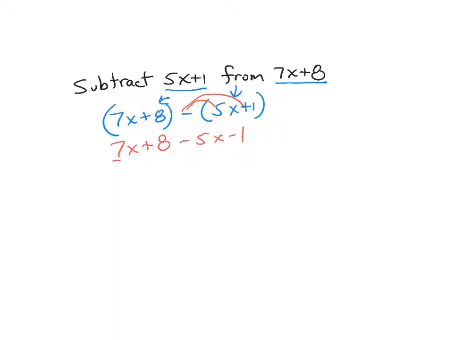And now I can go through and combine my like terms. 7x minus 5x is 2x. And then 8 minus 1 is 7. So I get a final answer of 2x plus 7.